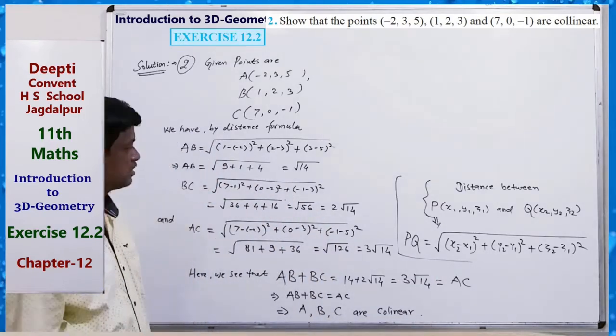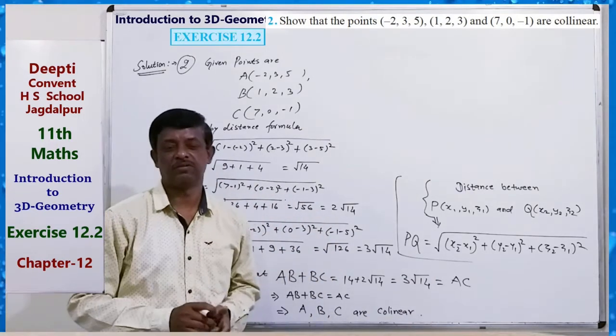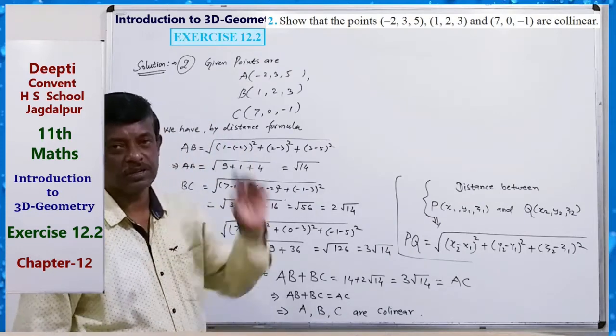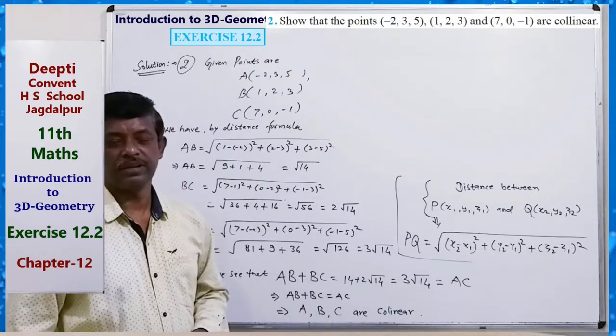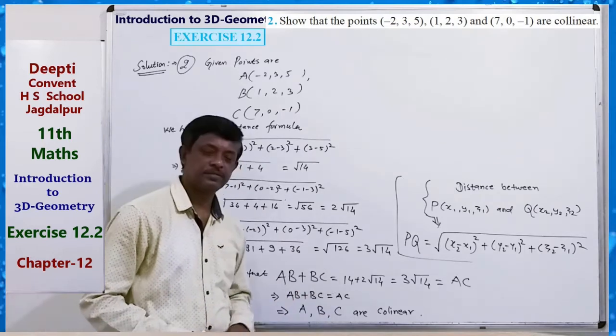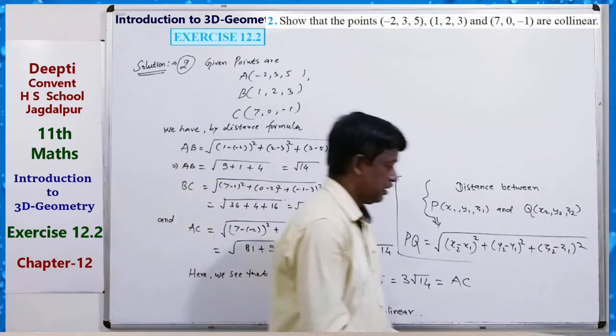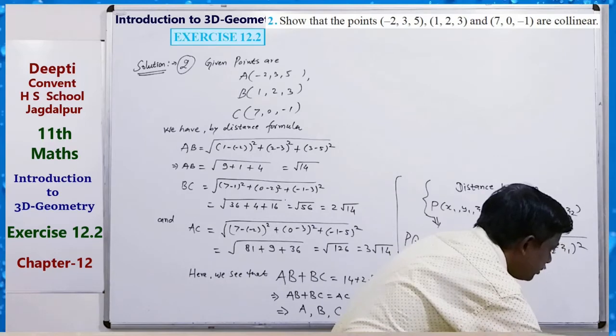Clear? So this is by using the distance formula for proving that 3 given points are collinear. Okay, now the next question.